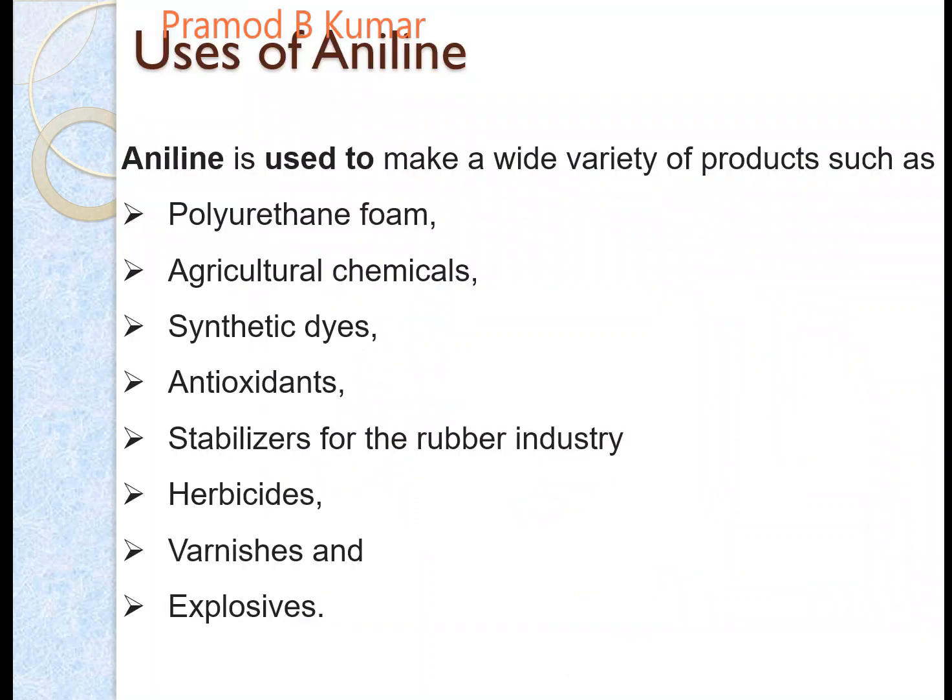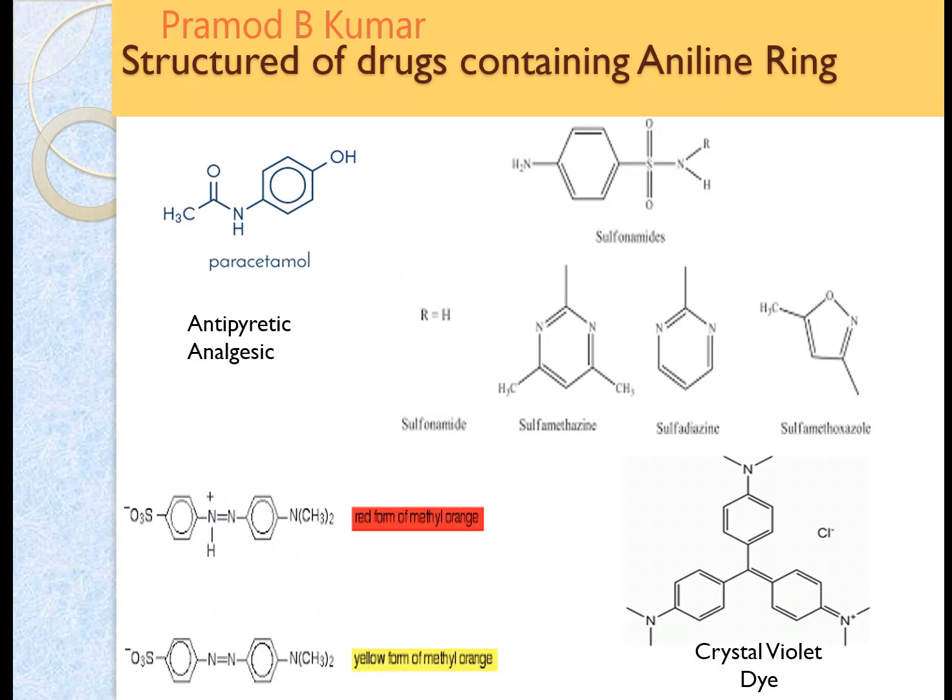Next thing is uses of aniline. Aniline is used in a variety of products such as polyurethane foams, agriculture chemicals, synthetic dyes, antioxidants, stabilizers for rubber industries, herbicides, varnishes, and explosives, and it is also used in the pharmaceutical industry. Now let us see some of the compounds where aniline has a major role to play.